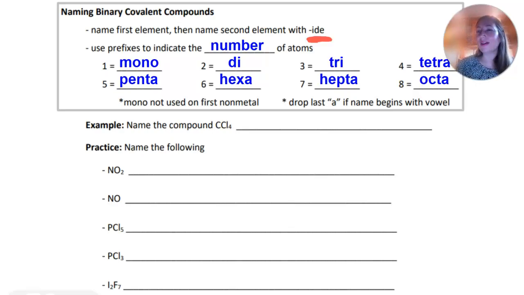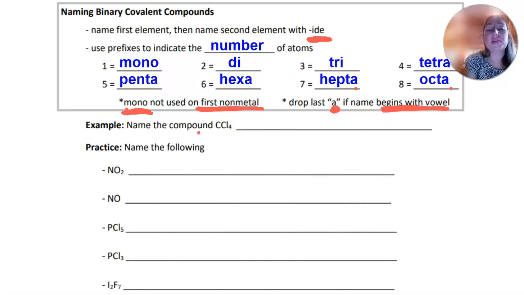So some of these might sound kind of familiar from geometry and things, but some of them might not. And so, we'll work on those slowly but surely. Now, if we have just one of the first element, mono gets dropped for the first element. We also drop the A at the end here, octa or hepta, if we begin with a vowel. So I'll show you an example of that.